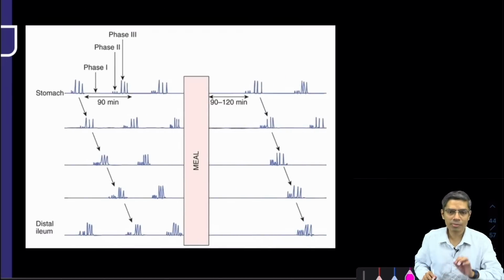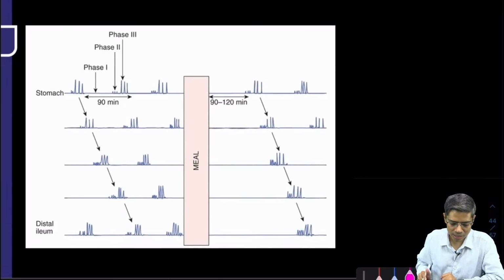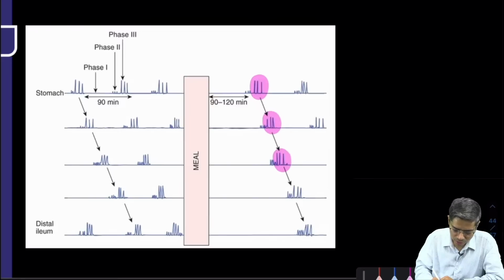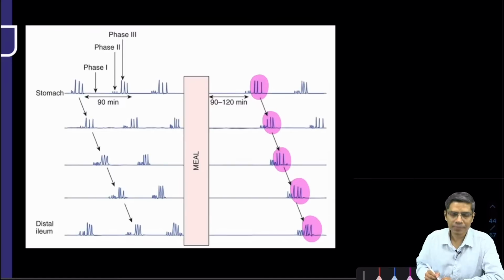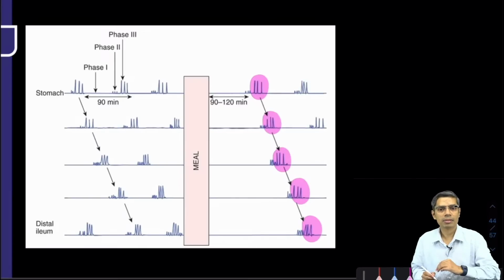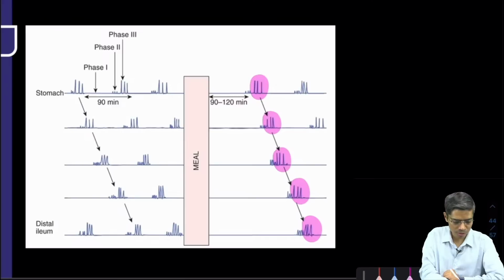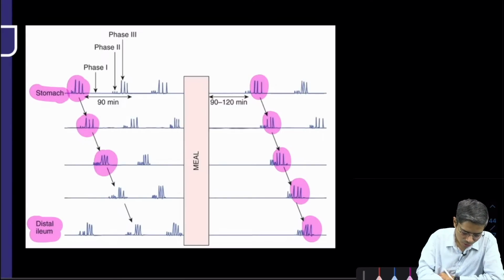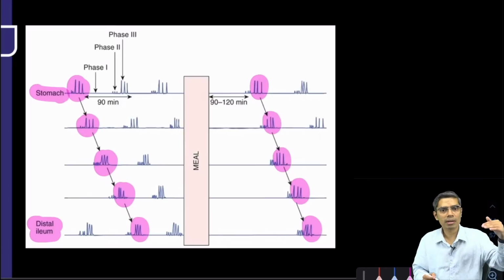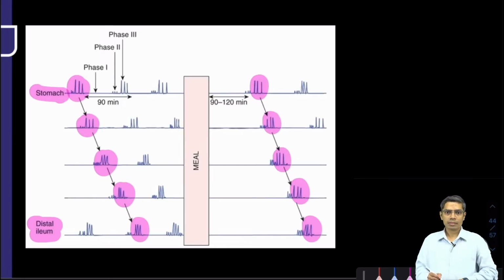I will show you another diagram from Ganong. So, this is the diagram which is taken from Ganong. Okay. So, this is the phase 3 strong contraction. You can find that this is progressing along the different parts of the stomach towards the terminal ileum. So, this is stomach to distal ileum. So, this is strong contraction progressing from one part to another part of the GIT, right.